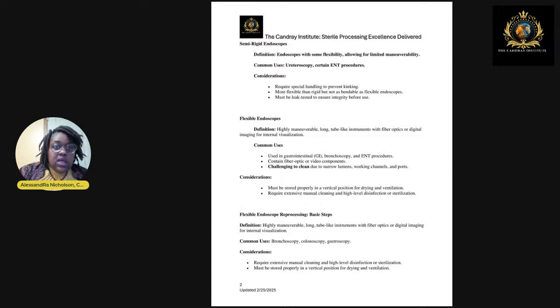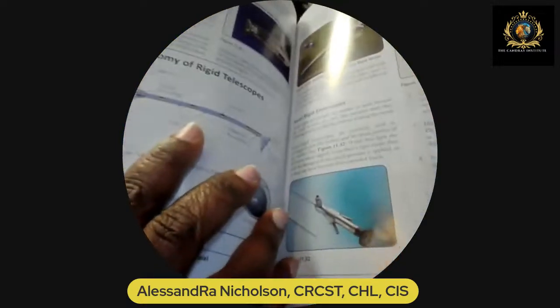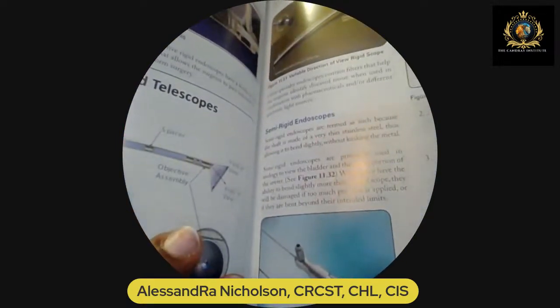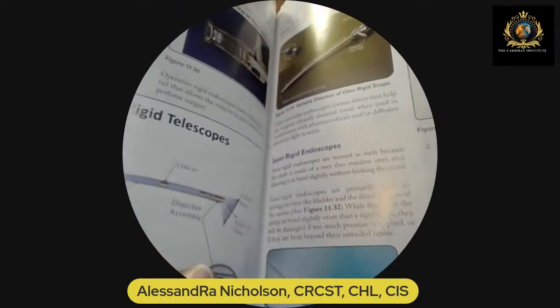Next page. Okay, so semi-rigid scopes. They don't have the best picture of this one for me. Hopefully they have updated that and gave you better things. There it is. So this is an example of a semi-rigid scope. You can see that that scope is very much thinner than that previous scope that we looked at. So it just has some movement.